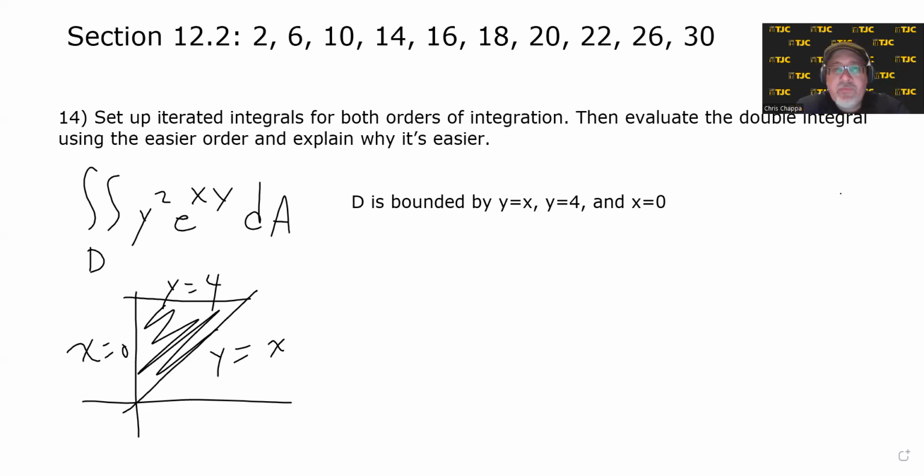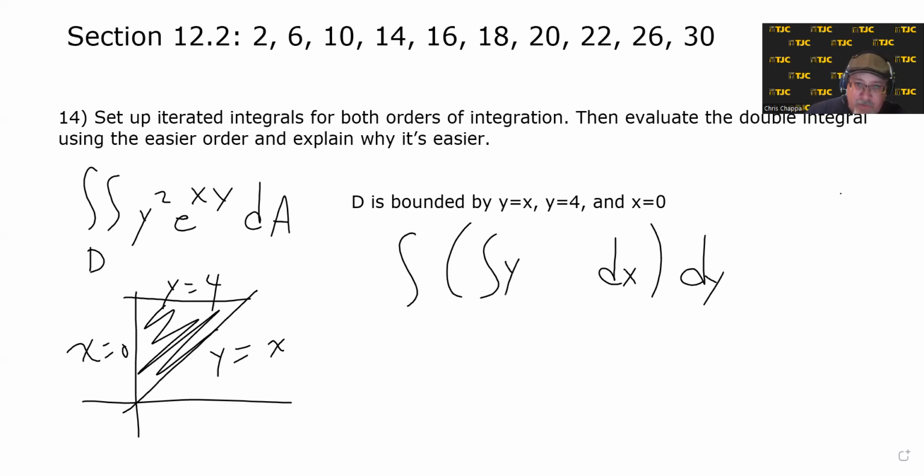All right. Let's set up the dx integral first. In other words, let's set up what it would look like if we were going to do dx followed by dy. Y squared e to the xy. If we're going to set it up dx first, then we need to know what x equals on the left and what x equals on the right. On the left side of the region, x is equal to 0. And on the right side of the region, x is equal to y. So we would be going from 0 to y.